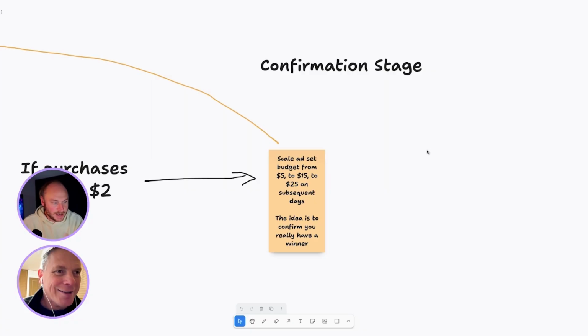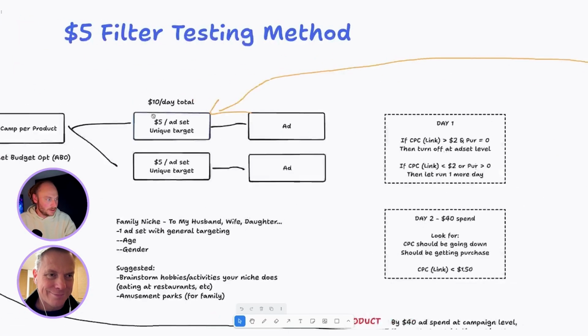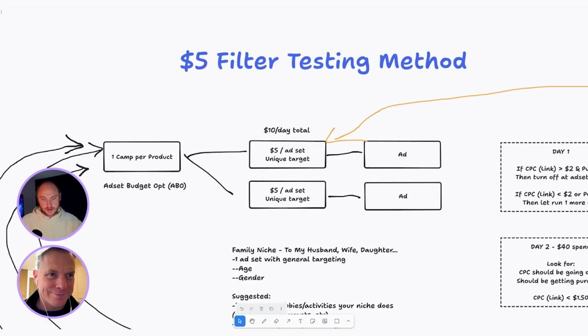So let's repeat for everybody. You're doing your test. You have 1 campaign per product. You have a minimum of 2 ad sets. You're using ABO, ad set budget optimization. You set a $5 budget per ad set.